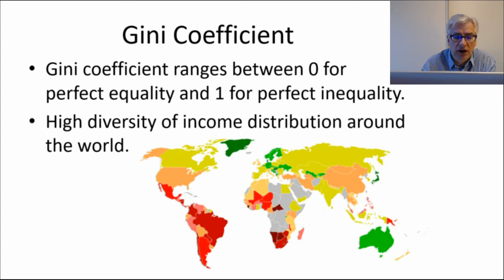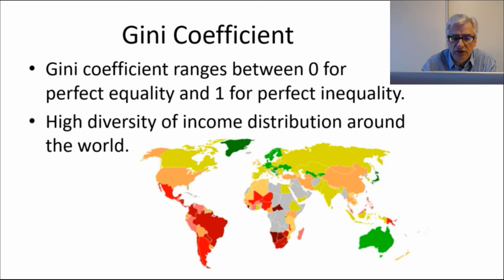As you can see, income distribution around the world is subject to high diversity. The more green is the color, the more equal is income distribution. The more reddish or even brown it gets, the more unequal is income distribution. Gray means no data. So we lack data, for instance, for many African countries.